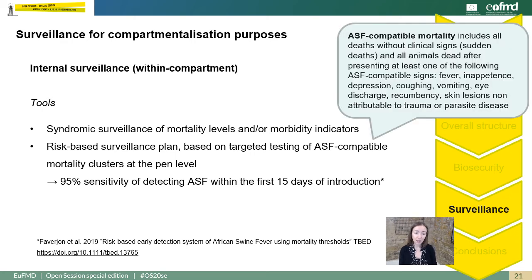The definition of ASF-compatible mortality is a bit tricky, given the unspecific clinical signs of ASF. In our study, this definition includes all sudden deaths and all animals dead after presenting at least one of the following symptoms: fever, inappetence, depression, coughing, vomiting, ice discharge, recumbency, skin lesions non-attributable to trauma or parasitic diseases. I will let you have a look at the publication if you are interested, but based on the simulation we did, with this approach, we were able to reach a sensitivity of 95% of detecting ASF within the first 15 days of introduction.